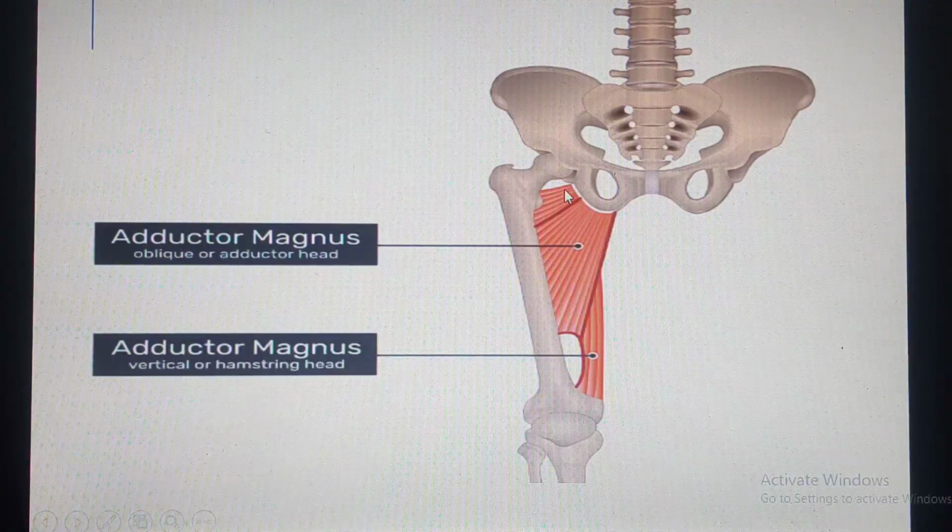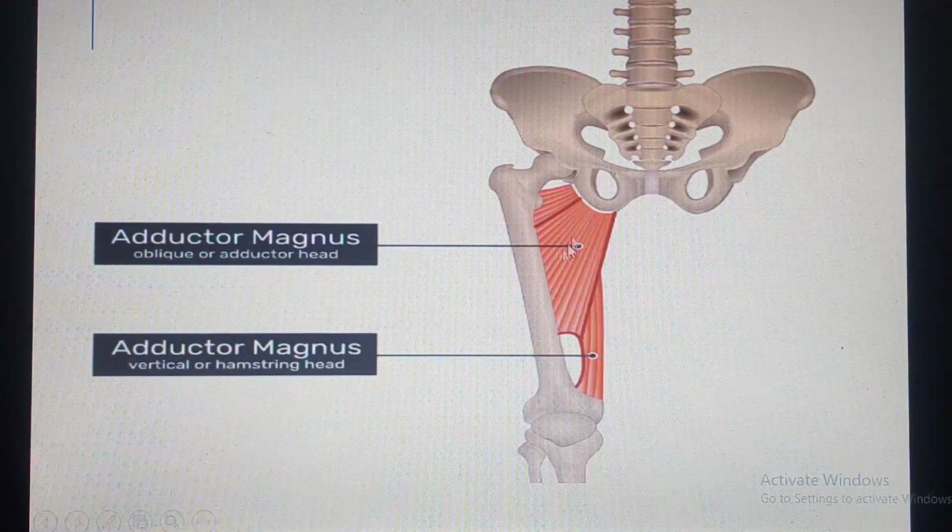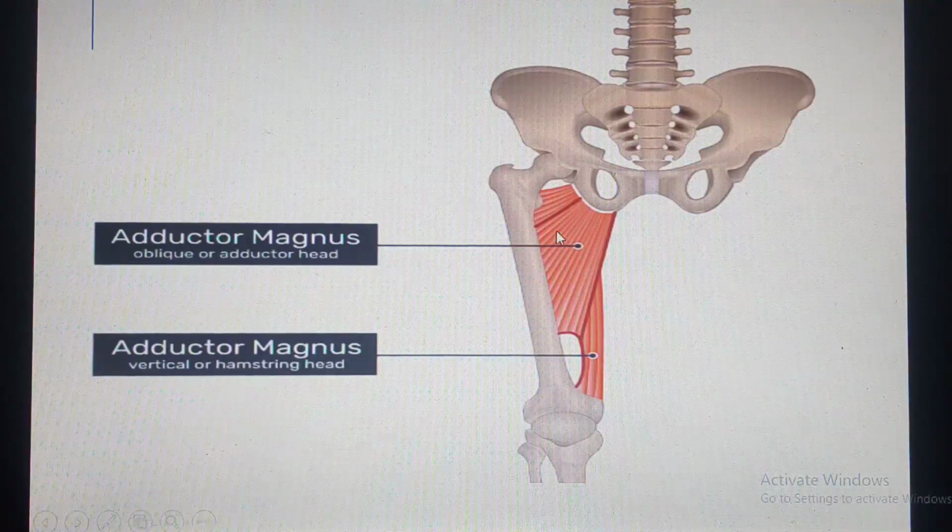And this time around, it will run. You can see how the fibers run obliquely, somewhat inferolaterally, to insert on what we call the gluteal tuberosity. In the posterior aspect of the femur, we have the gluteal tuberosity, as well as of course the linea aspera. So this is how the muscle will have its attachment. That's the oblique head, or the adductor head of it.